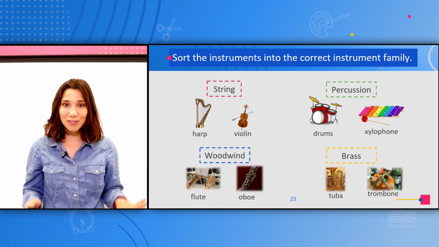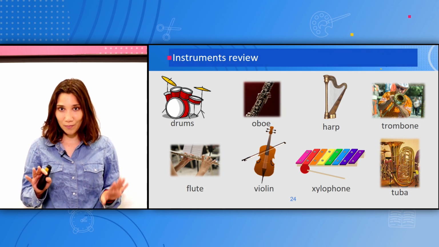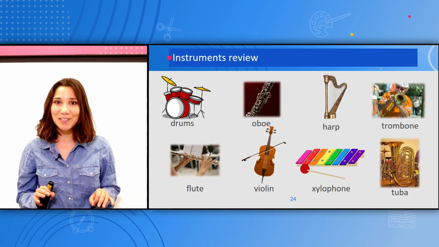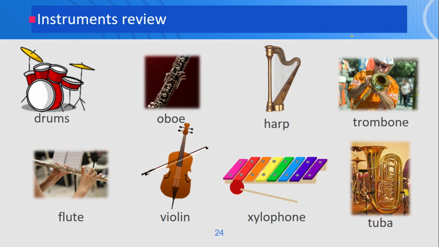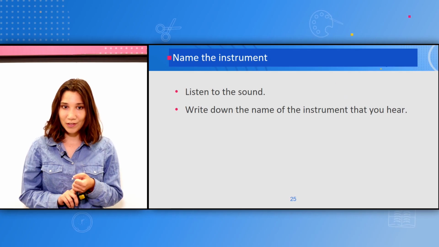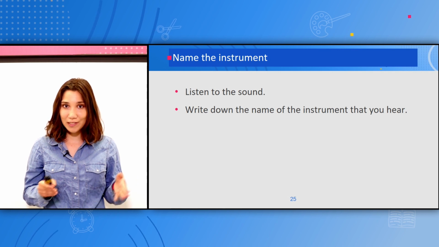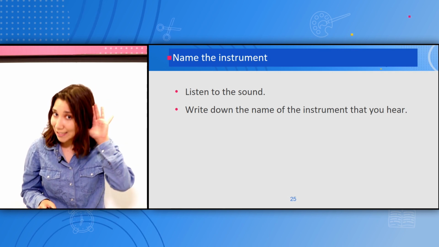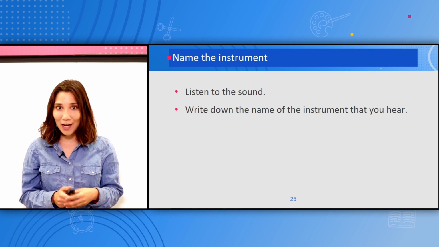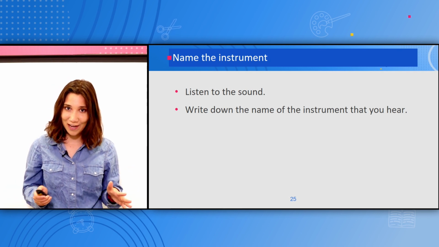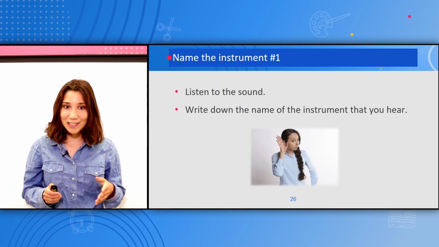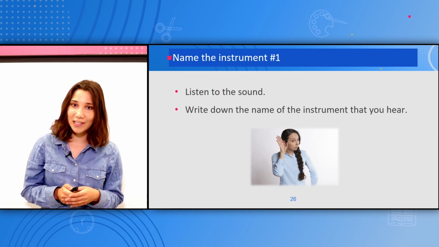Okay, so now that we've sorted our instruments, let's review them one more time because we're going to do another game with them. So again, we have drums, oboe, harp, trombone, flute, violin, xylophone, and tuba. So now I want you to name the instrument. You're going to listen to the sound and then write down the name of the instrument that you hear. Okay? Let's try one. So listen to the sound and write down the name of the instrument you hear.